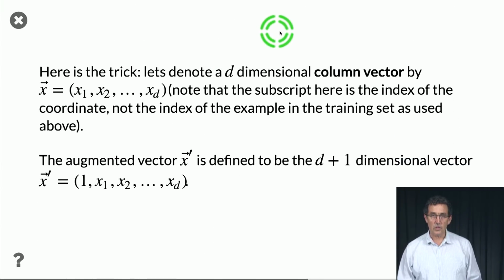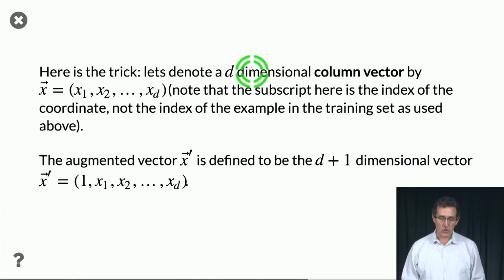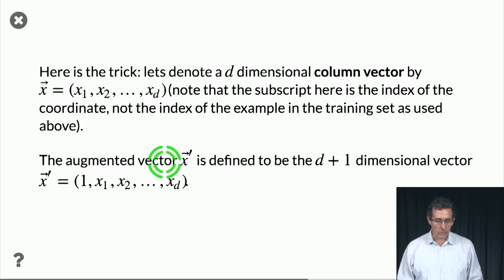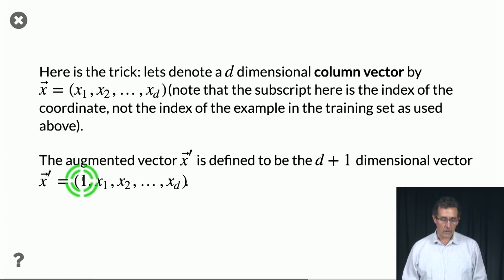So the basic trick is very simple. Suppose that we have a d-dimensional column vector, x1 to xd. Okay, so d in our case would usually be 365. And so these are the entries of the vector. And what we're going to do is augment the vector. So the augmented vector, x prime, has a 1 in front of all of the x's. So now it is of dimension d plus 1. Okay, and it's just a simple transformation to do that.